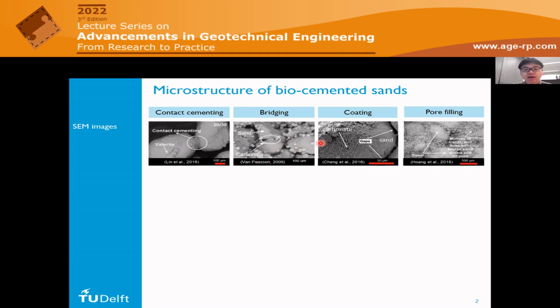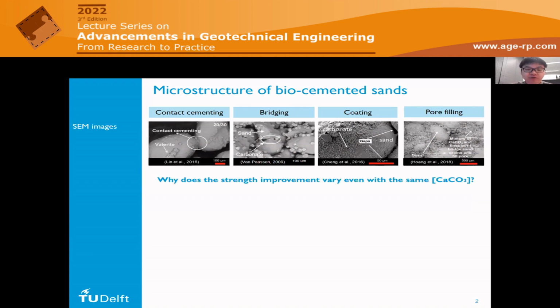In addition, the carbonate particles can attach to the surface of one sand grain. We can call this type coating. And the carbonate particles can just fall in the void space of the soil. So we can call this type pore-filling.